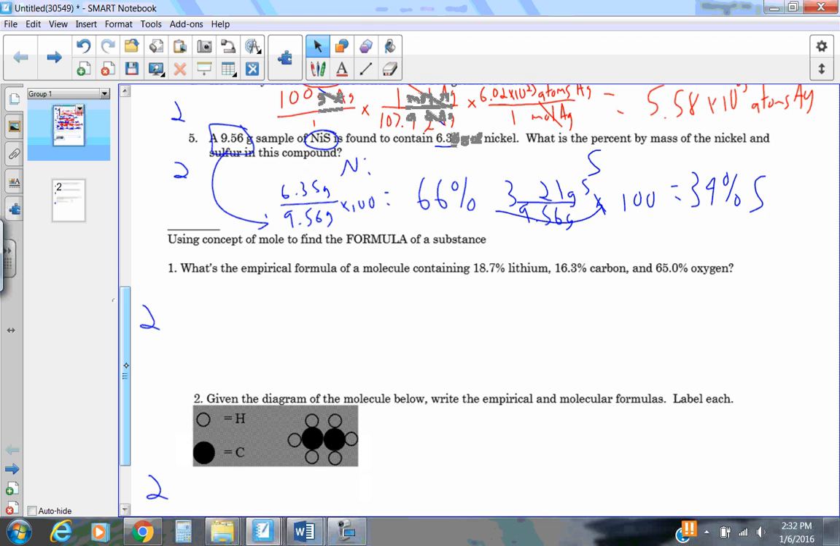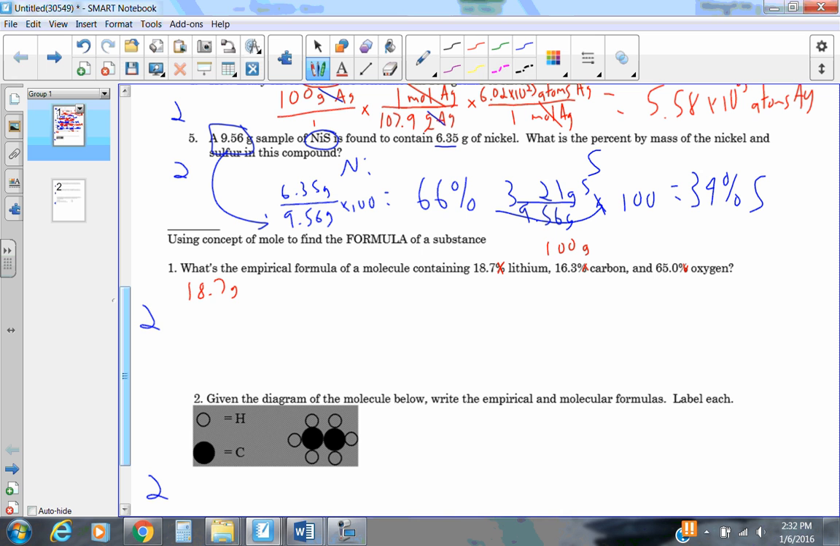What's the empirical formula for a molecule containing these percentages? They don't tell us how many grams, but if we just assume a 100-gram sample, then we can just replace any one of these percentages with grams. I'll have 18.7 grams of lithium, Li, 16.3 grams of carbon, 65 grams of oxygen.